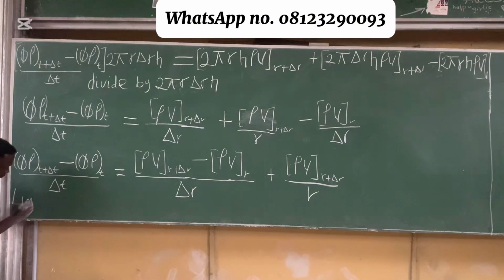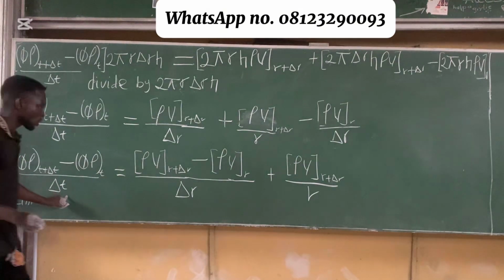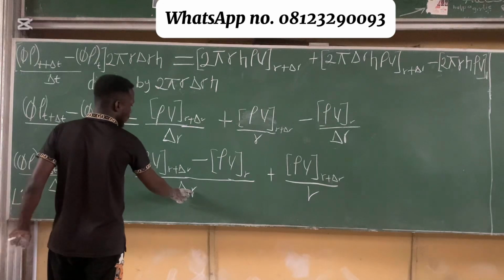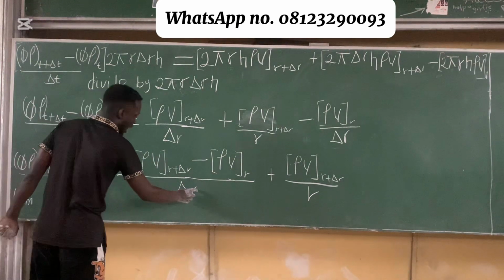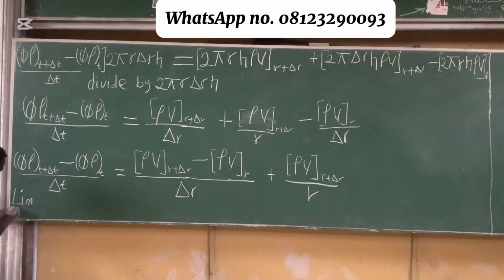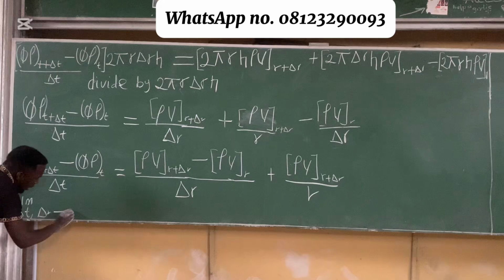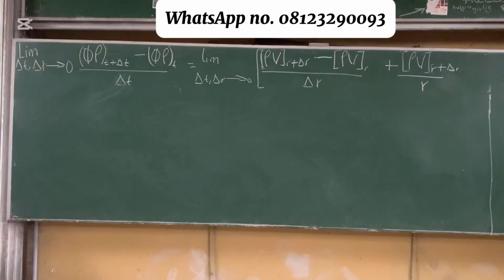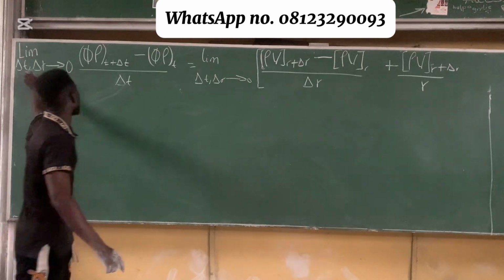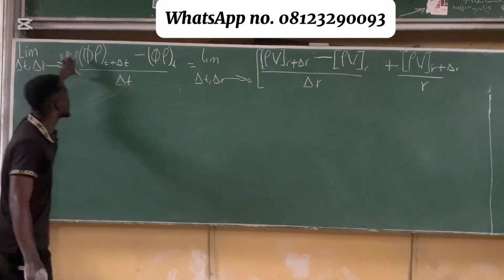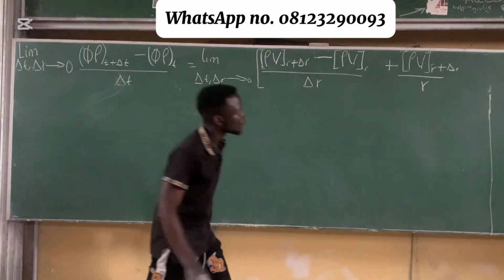Take limit. Now limit this one tends to 0 and delta r tends to 0. Limit delta t tends to 0 and delta r approaches 0. If we do that, this will be delta t, delta r tends to what? 0. So the next step now is to limit delta t and delta r, limit this to 0, limit this to what? To 0.